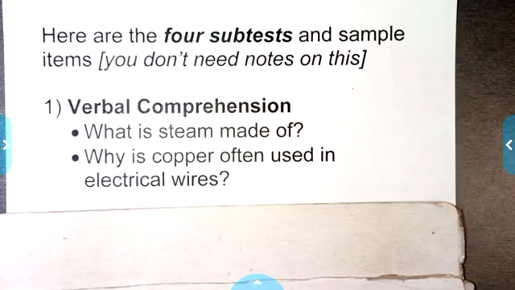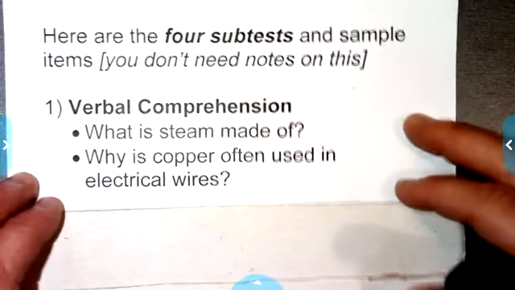Later, she'll go back to her office and she'll score your response based on how good it was. There are manuals that tell her this kind of response is worth 1 point, this kind of response is worth 2 points, and so forth. What is steam made of? Another verbal comprehension item is, why is copper often used in electrical wires? I listen to your response, later go back to my office and decide how many points to give you.